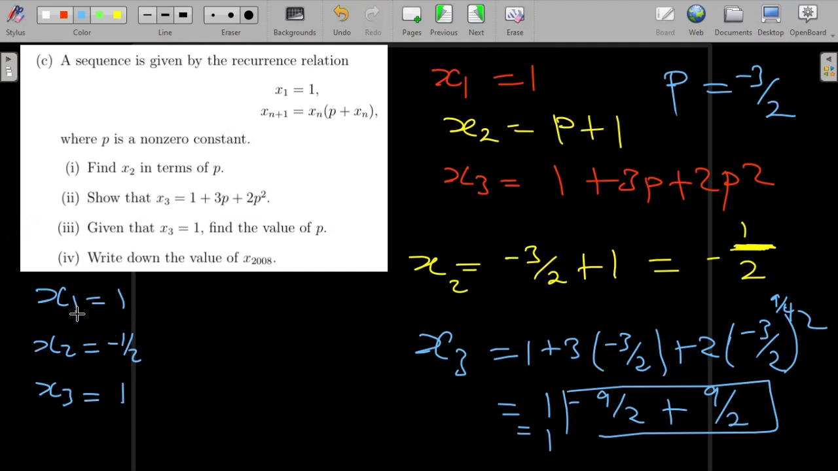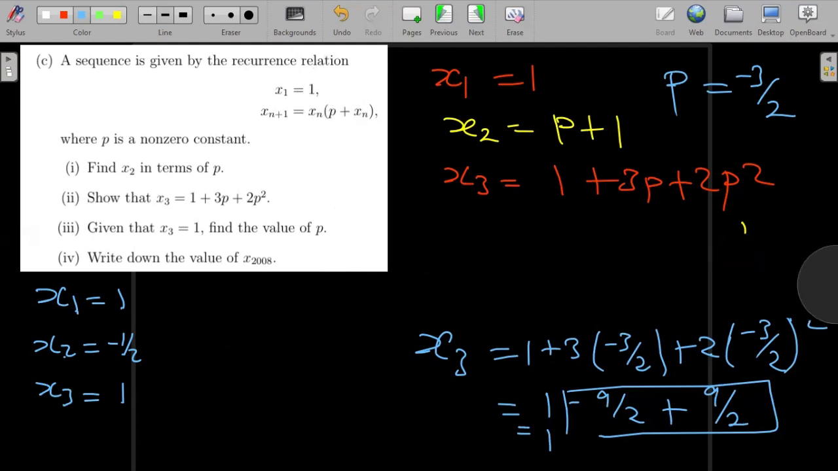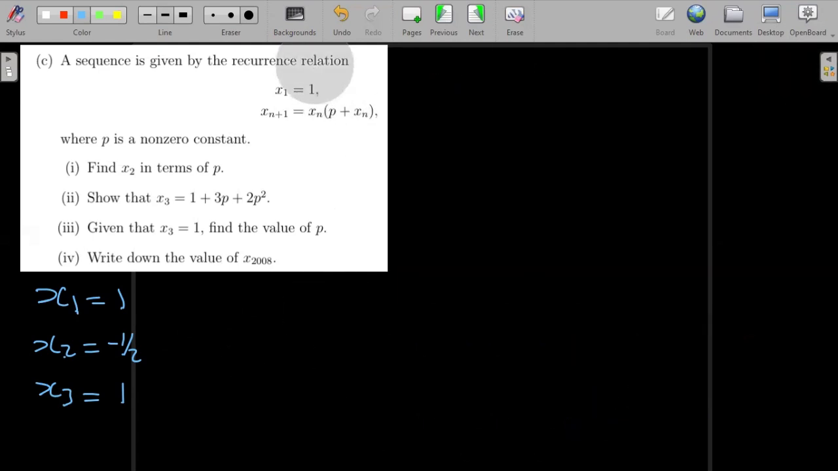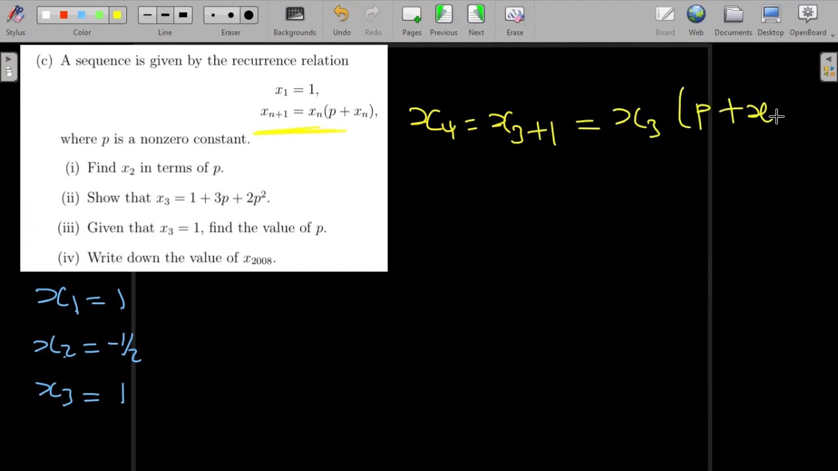If the index is odd, we get 1. If it's even, we'll be getting minus 1 over 2. So let's try to find x4 and see if it's giving us this. If it's giving us this, then that will be the pattern that will follow everywhere. So now let's find x4. x4 will be equal to x(3+1). I'm putting it in this form, which will be equal to x3 times (p plus x3). So now we know x3.